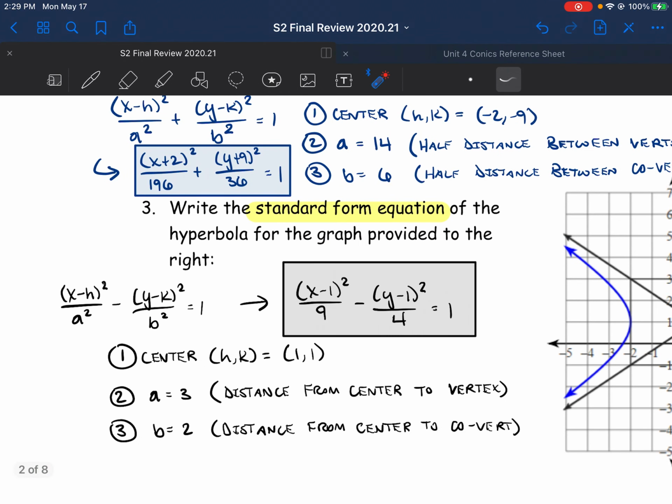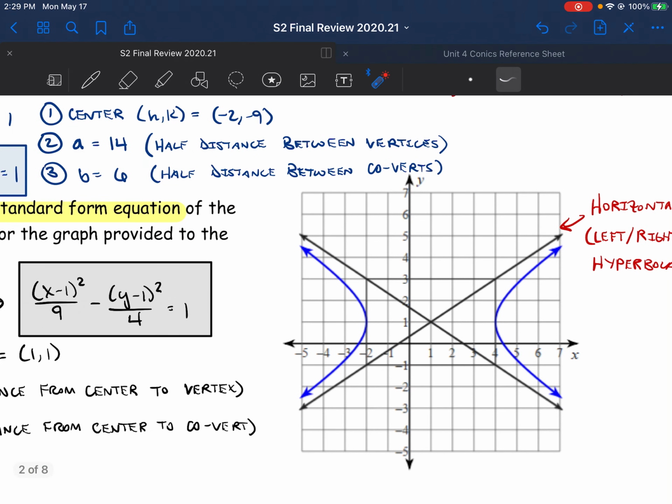Okay, so here's our standard form equation. We need to find (h, k), the center, the value of a, and the value of b. Well, (h, k), the center, is super simple to find. It's right there at (1, 1).